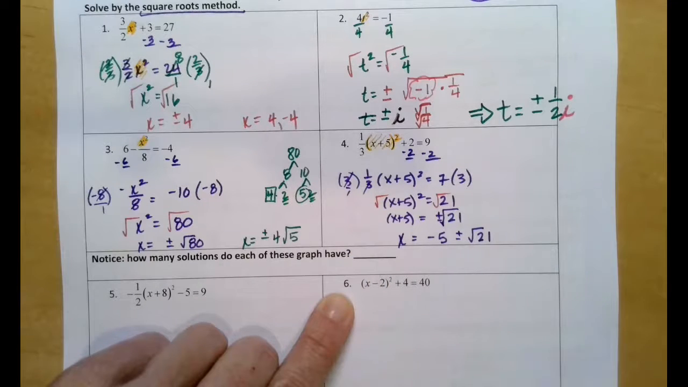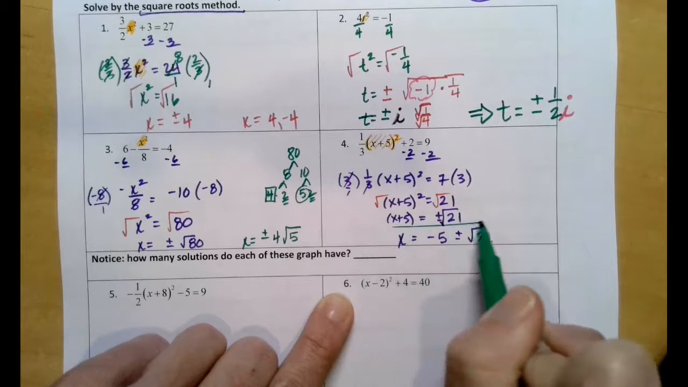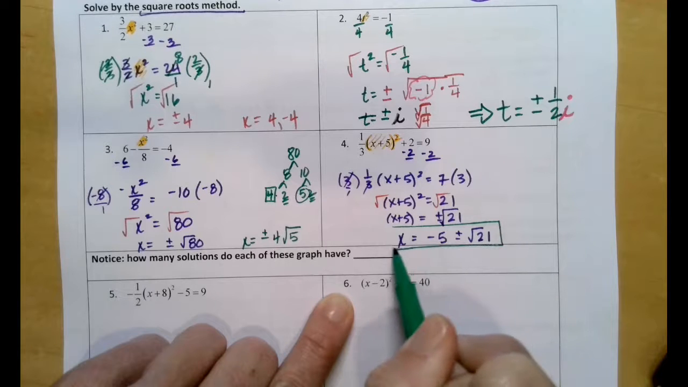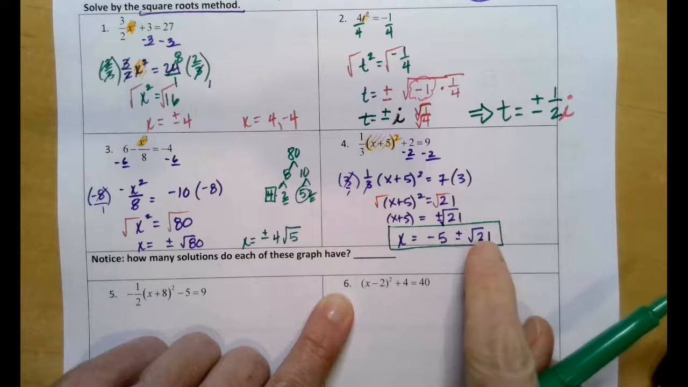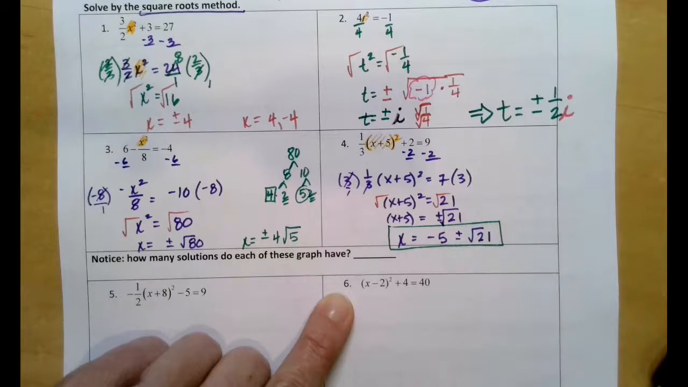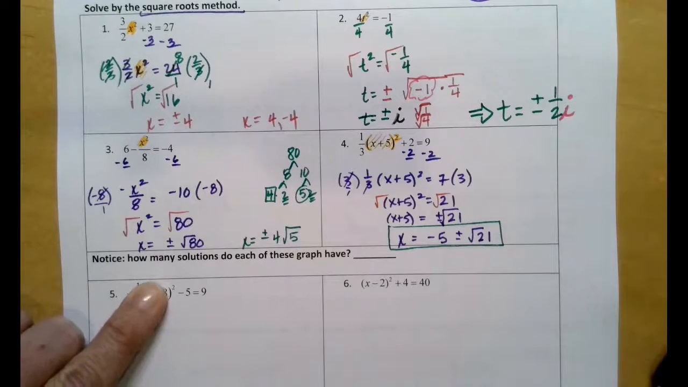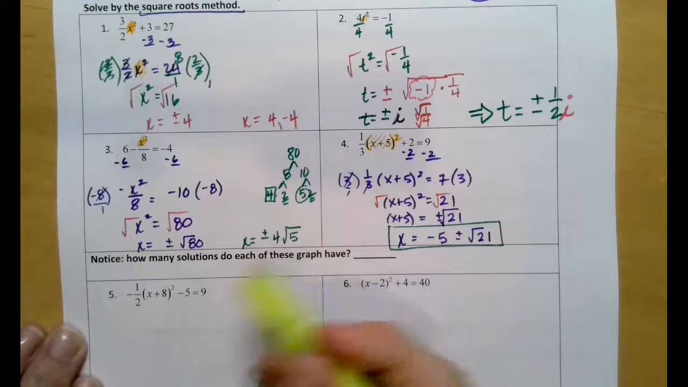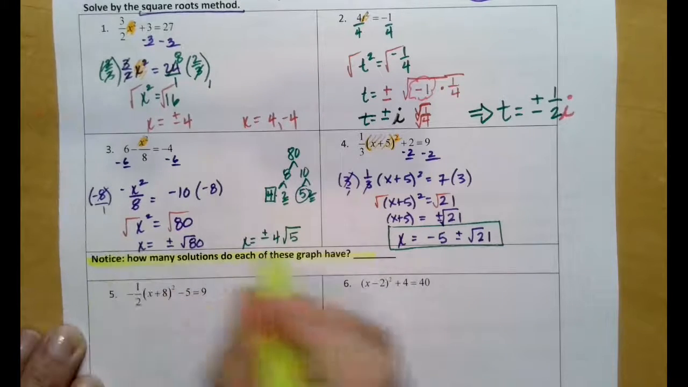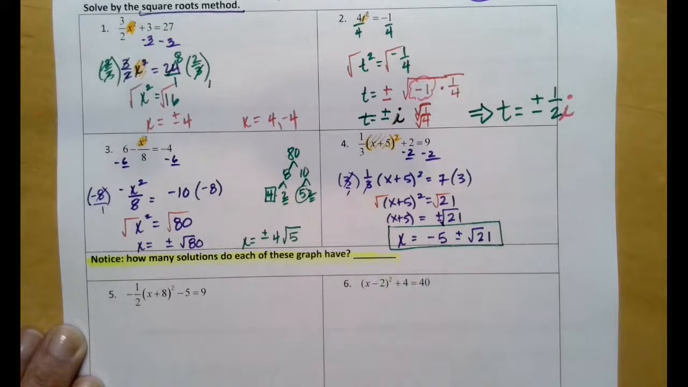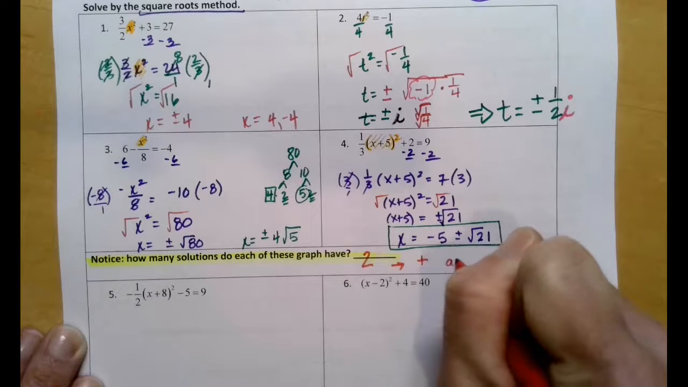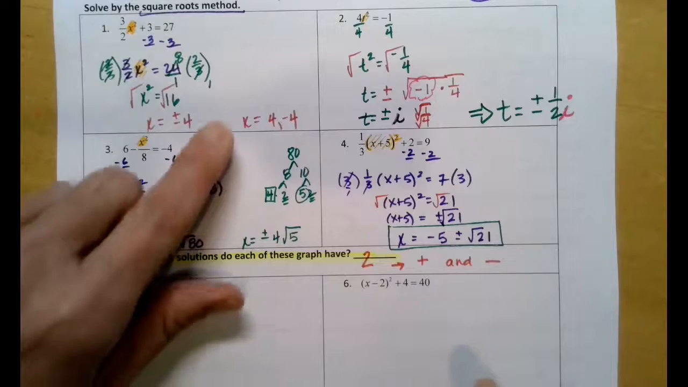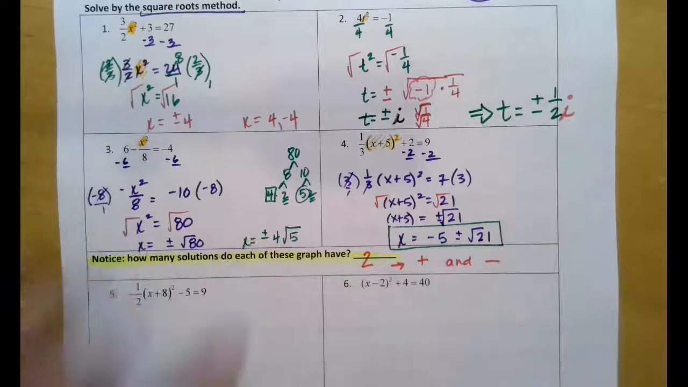It's not a pretty answer, but it's the best I got, because I want to make sure that you recognize that I have two possible answers, the plus and minus, and this is an irrational number. Okay, note, how many solutions do each of these graphs have? So each of these graphs all have two solutions. They have the plus and the minus. The positive and negative, positive and negative.